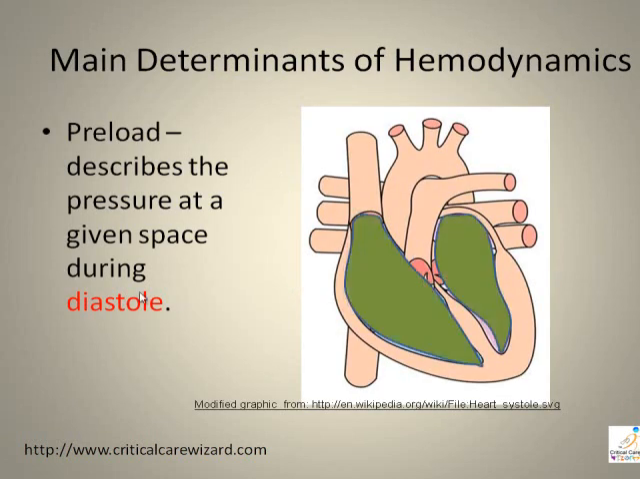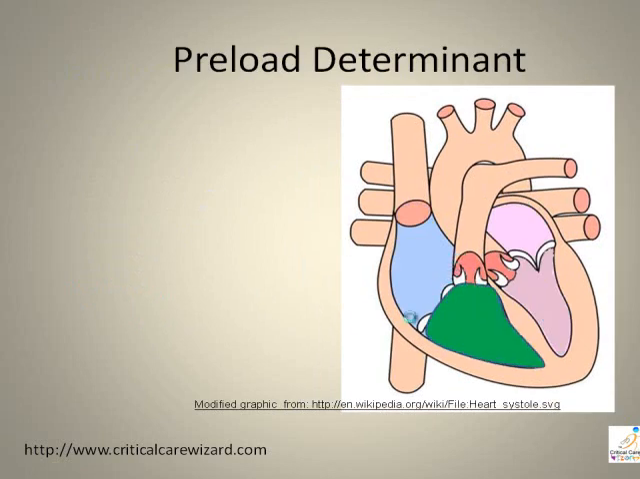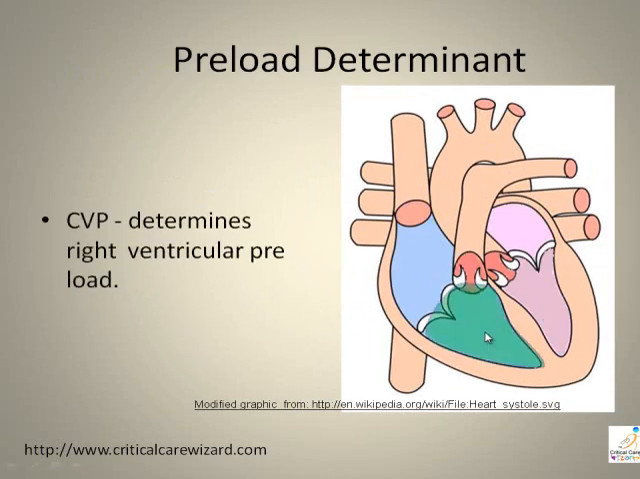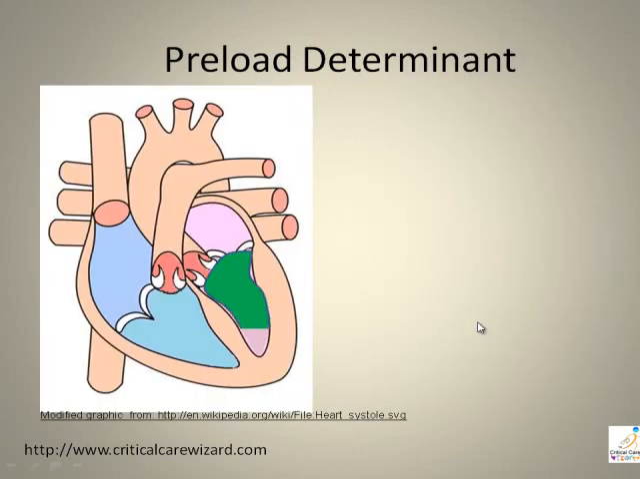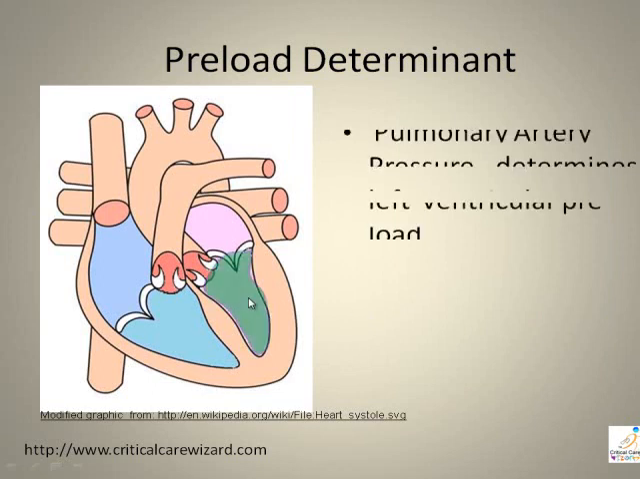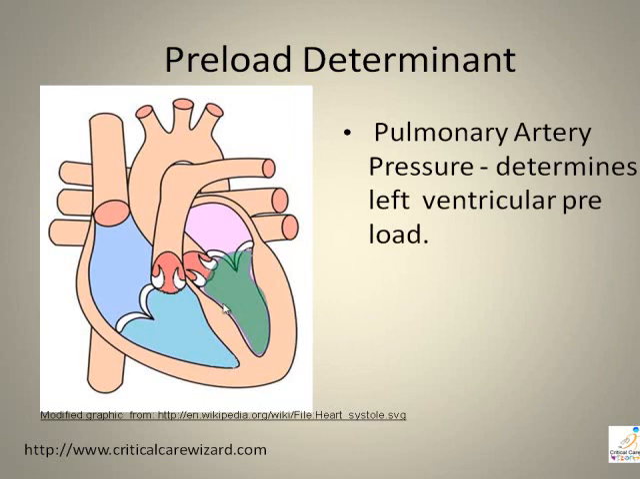Preload is also known as the filling hemodynamic pressure. Preload describes the pressure at a given space when the heart muscle is at rest, or diastole. The right ventricular preload determinant is CVP, or the central venous pressure. The left ventricular preload determinant is PAP, or pulmonary artery pressure. However, most clinicians today use pulmonary artery diastolic pressure as a parameter for left ventricular filling pressure.